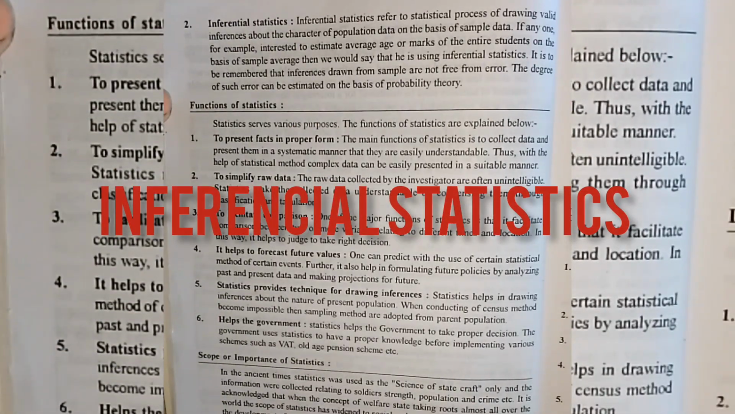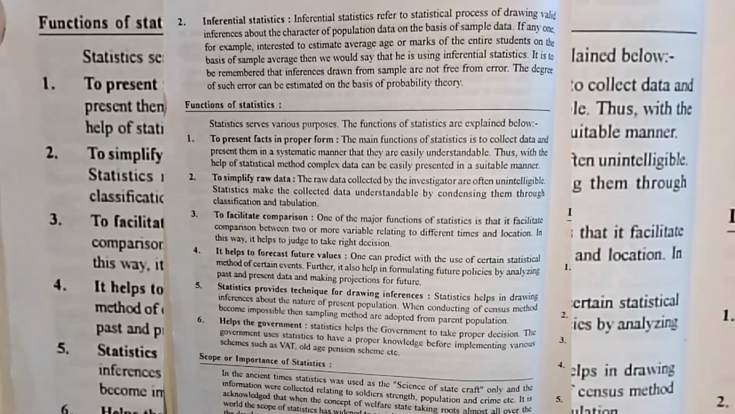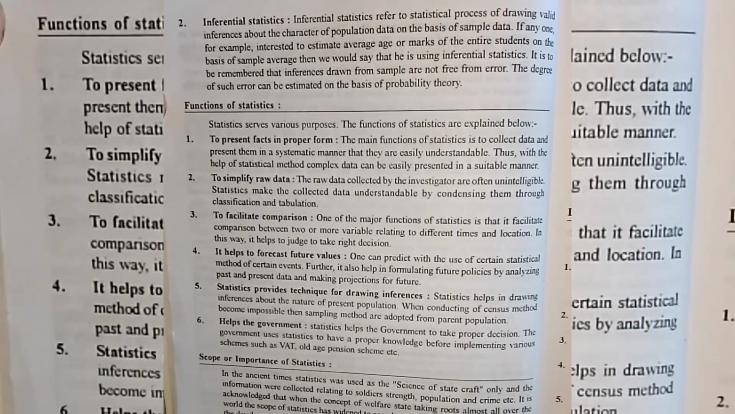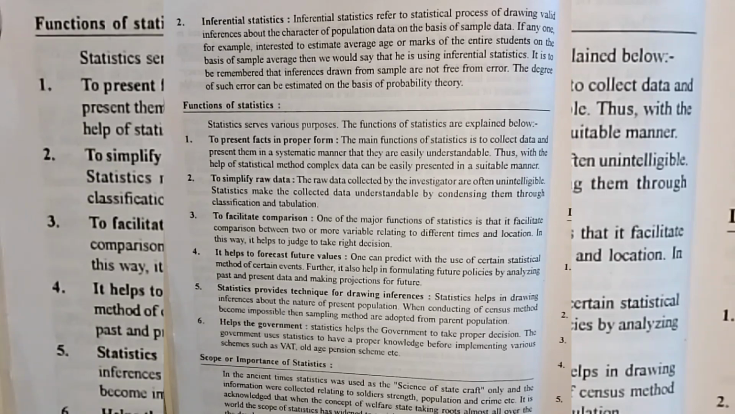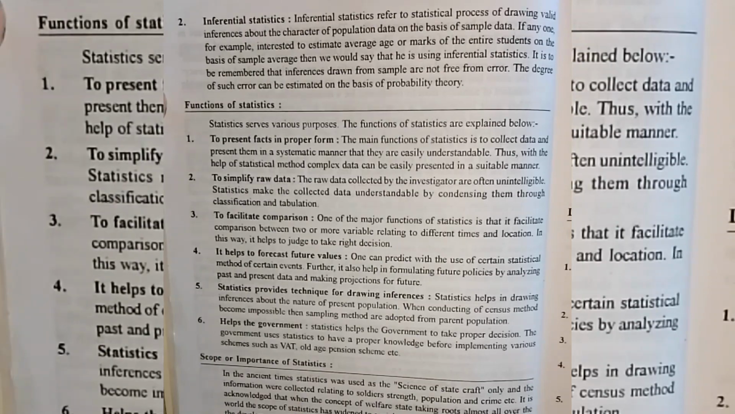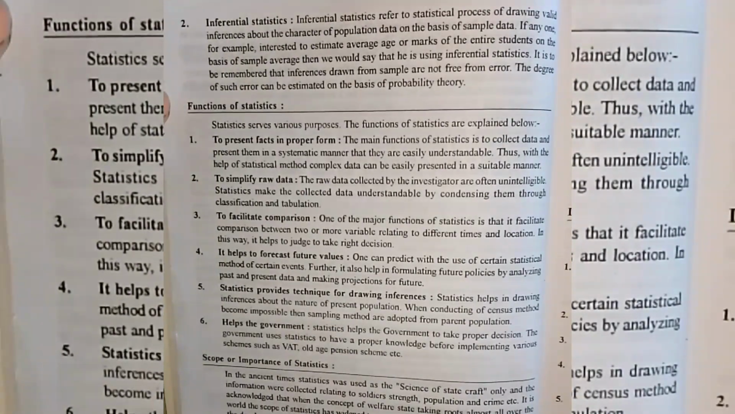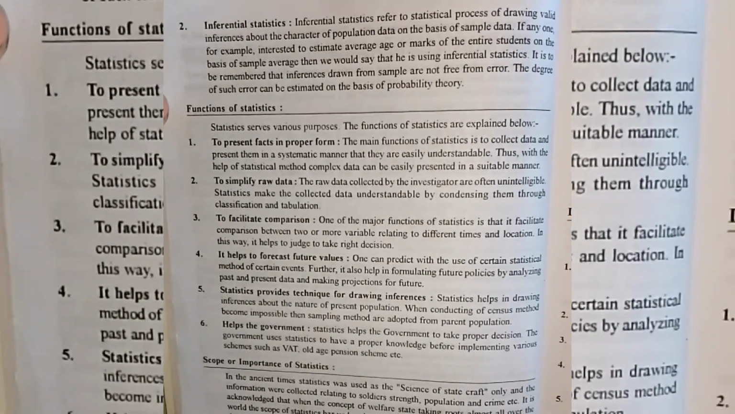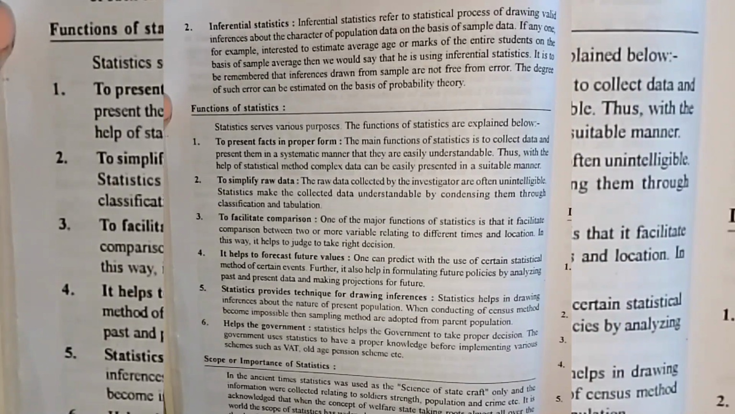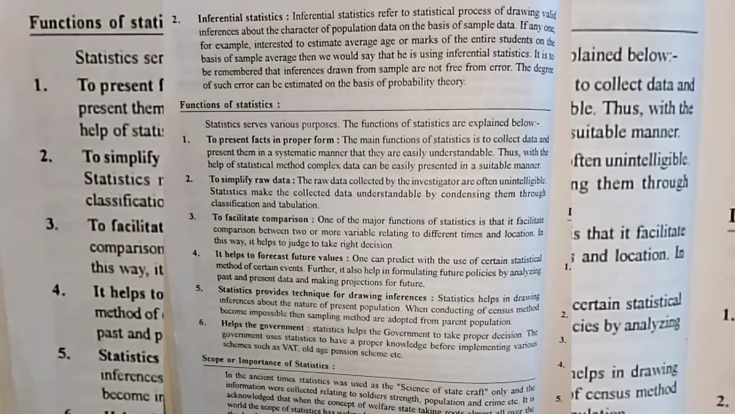Inferential statistics. Inferential statistics refers to the statistical process of drawing valid inferences about the character of population data on the basis of sample data. If anyone, for example, is interested in estimating the average age or marks of the entire student body on the basis of a sample average, then we should say that he is using inferential statistics. It is to be remembered that inferences drawn from a sample are not free from error. The degree of such error can be estimated on the basis of probability theory.